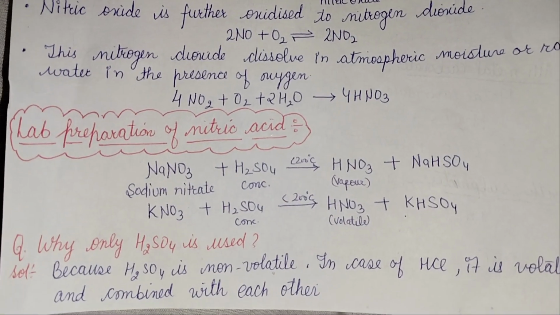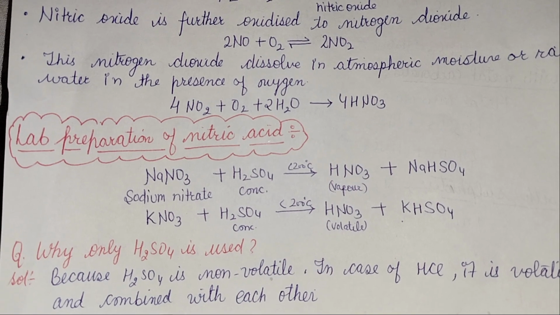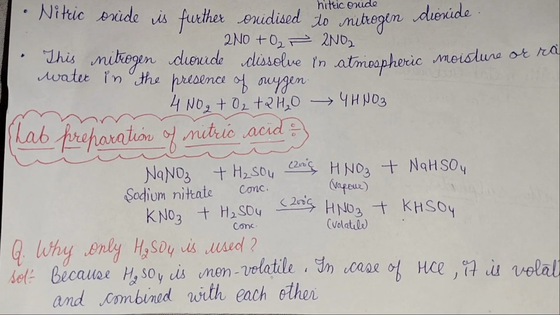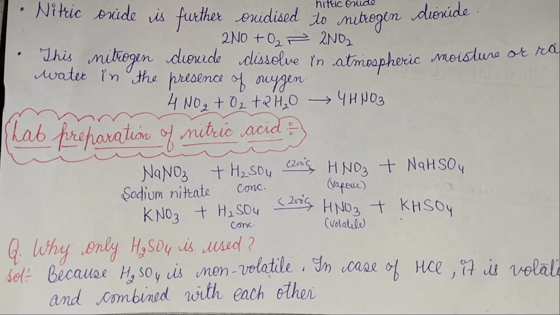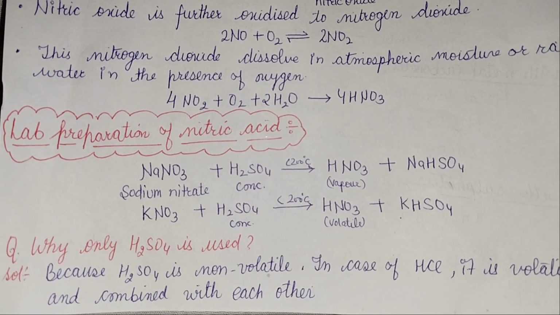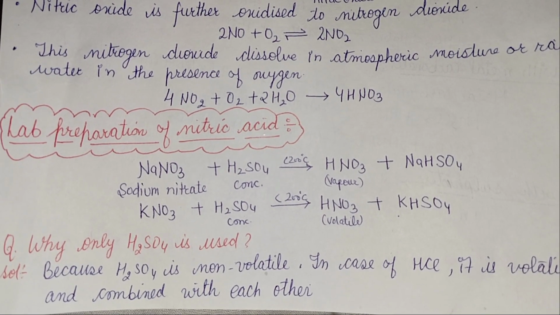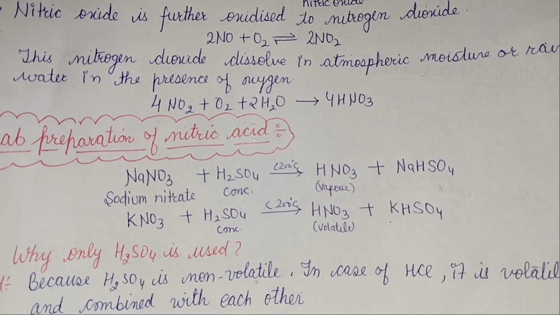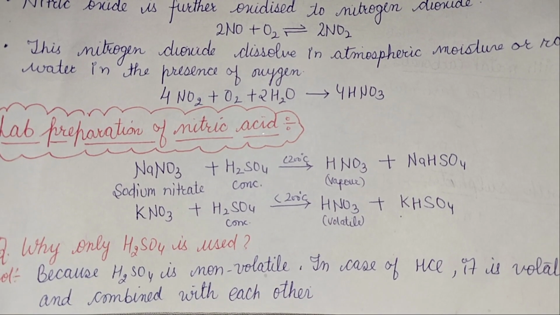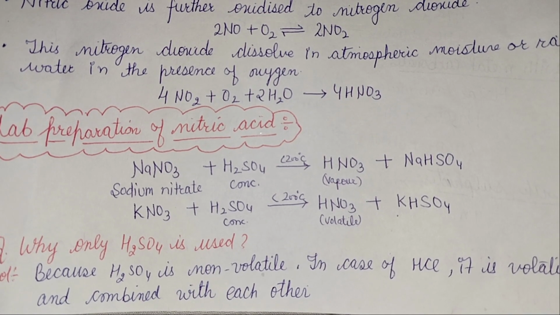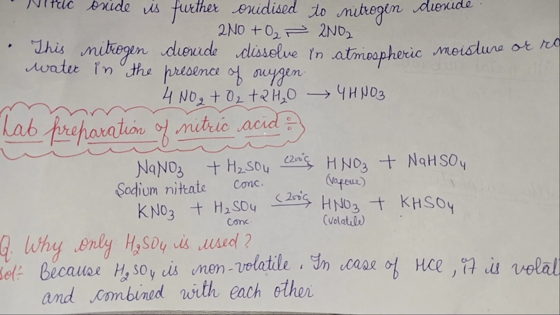Now come to the lab preparation of nitric acid. Sodium nitrate is reacted with concentrated H2SO4 below the temperature 200 degrees Celsius and leads to the formation of HNO3 in the form of vapor and sodium hydrogen sulfate. This nitric acid is volatile in nature and this concentrated H2SO4 is non-volatile in nature.